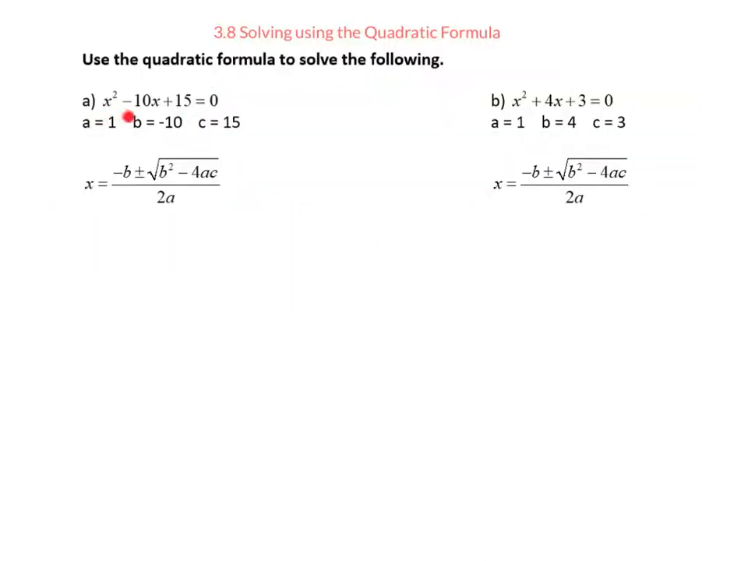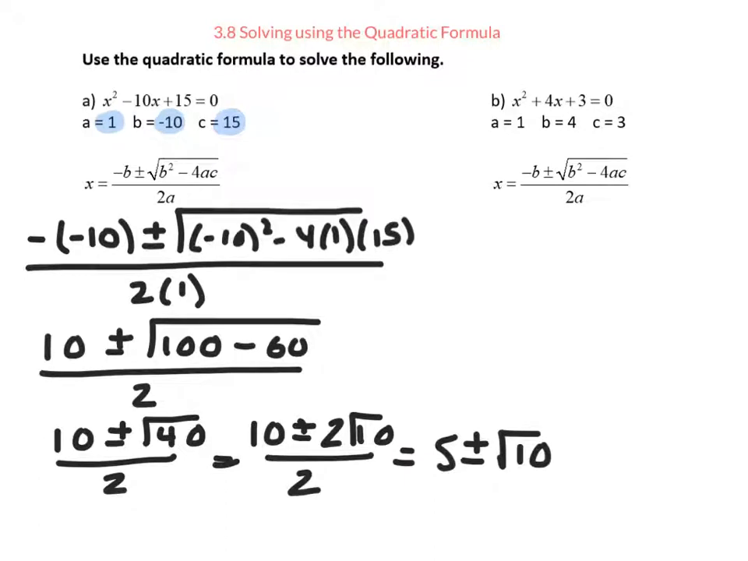So given this quadratic equation, our A value is 1, our B value is -10, and our C value is 15. Let's take a look now. So I've placed in my value of B, and here it is again. I've placed in my value of A in these positions, and I've placed in my value of C. Then basically all it is is working your way through it. This is 100 minus 60. That's the square root of 40.